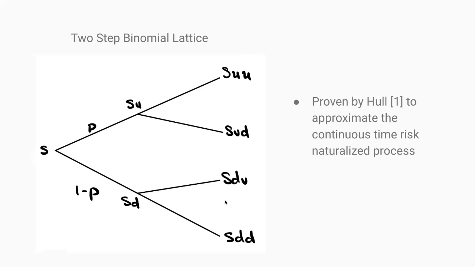Here, this is a non-recombining tree because these 2 values, SUD and SDU, are not equal. So these are 2 separate nodes. If we had a recombining lattice, we would make sure that these 2 are the same, but we're not doing that now. We're just assuming they're separate nodes. So constructing the lattice like this recursively has been proven by Holt et al. to approximate the continuous time risk neutralized process for asset prices.